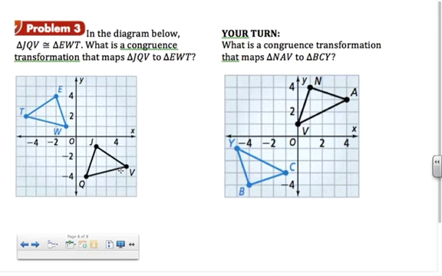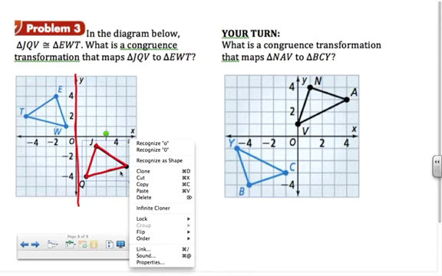Myself personally, as I'm looking at the way that the triangles are shaped, I would take triangle JQV and I would want to flip it over this y-axis. Okay, so I'm going to take my technology and hope that it's nice to me, and I'm going to flip it left to right.